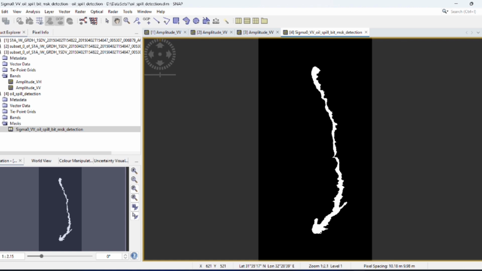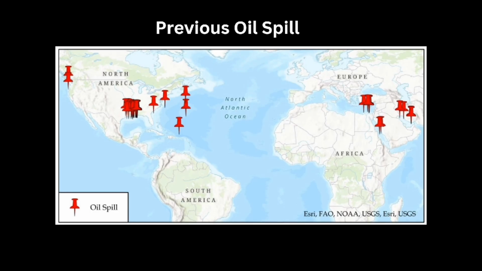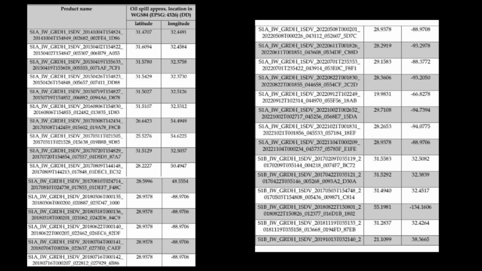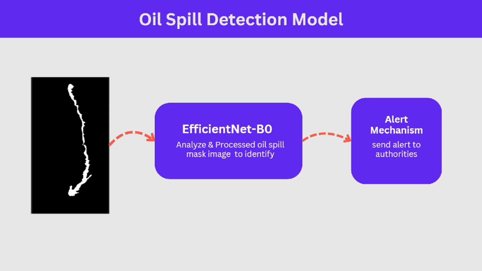Now for the final detection, we will pass this processed image through our EfficientNet-B0 model. To train this model, we have manually identified some previous oil spill incidents, and from the Copernicus website, we have collected a dataset of about 50 to 60 images that will be used to train the model. Now, if the model detects the oil spill, it will automatically send an alert to the respective authority with necessary details of the vessel.